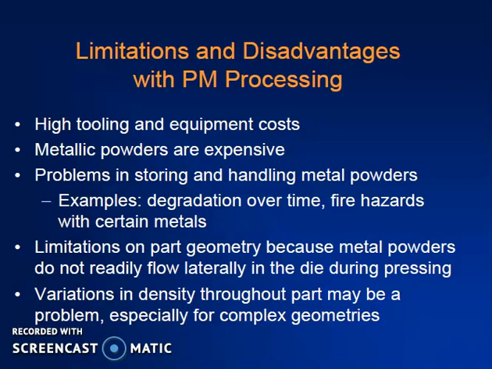There are limitations on part geometry, because metal powders do not readily flow laterally in the die during pressing. So if the shape of the die is complex, then it is very difficult to fill the entire metal powder into that die cavity. Then variation in density throughout the part may be a problem, especially in complex geometry. So variation in density may occur during the manufacturing of parts by the powder metallurgy technique.